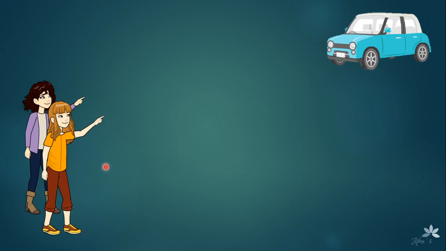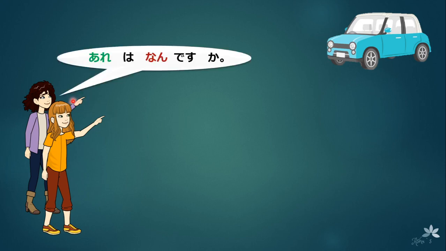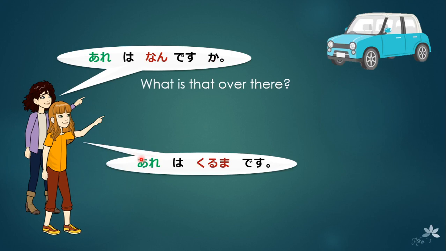Another example. Now the listener and speaker are sharing the same area and they are talking about a car which is far away from them. So they would refer to this object as are. Are wa nan desu ka? What is that over there? Are wa kuruma desu. That over there is a car.